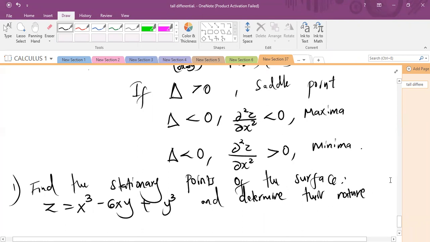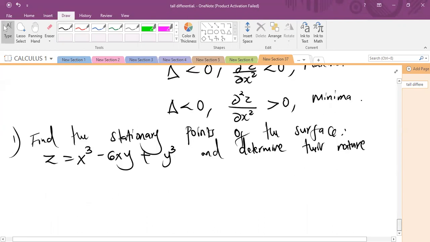Okay, so following the procedure, we'll first of all start by getting the partial derivatives. So I will get the partial derivative of z with respect to x, then equate to 0. What's the partial derivative of z with respect to x? This is 3x squared minus 6y, plus, when we're differentiating with respect to x, y is treated as a constant, so this will give us 0. And equate this to 0.